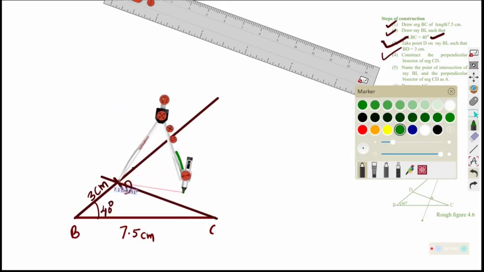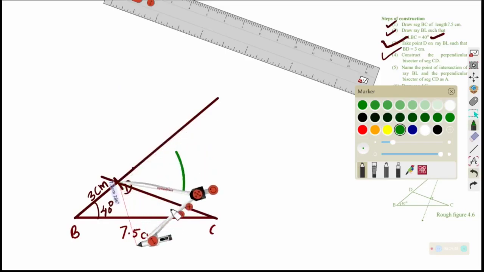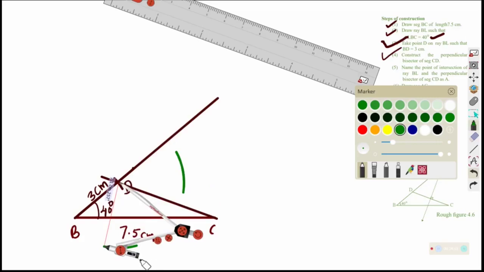Okay, and on the other side also. We have no idea about through which point the bisector will be passing, so it is better to draw a little bit big arc. Assumptions may go wrong, that's why.